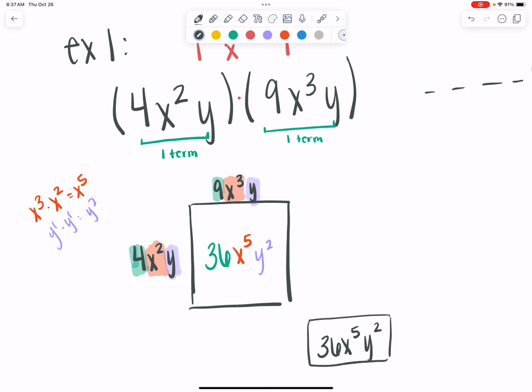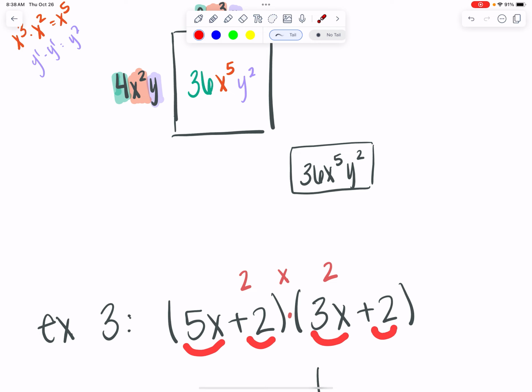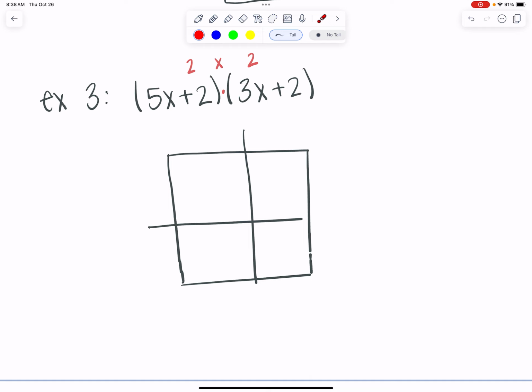And that's it. All right, let's look at the next example. So next example, 5x plus 2, 3x plus 2. I am multiplying those. I don't see a times sign, but that is assumed multiplication. This is a 2 by 2 because I have two terms and two terms. So I'm going to set up a 2 by 2 box. First polynomial is going to go down the side.